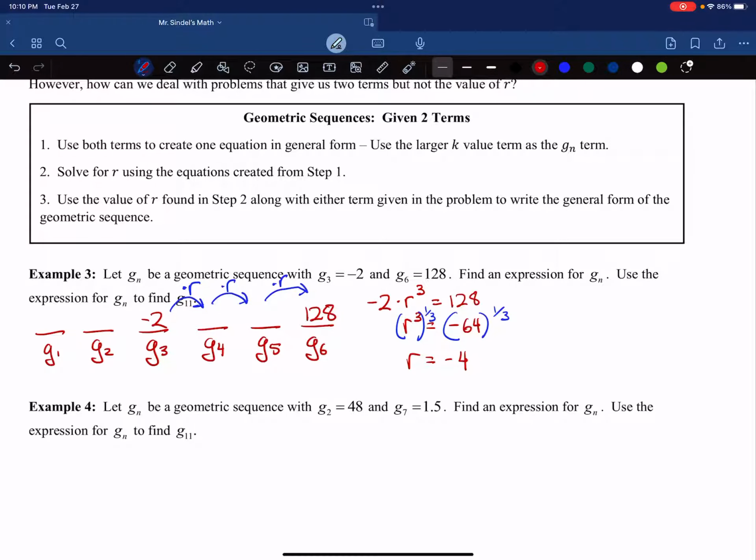I hope. I don't know which are calculator questions and which are not. I'm still new to this AP Precalculus thing. r is equal to -4, which is crazy. That was the hardest part of this problem.